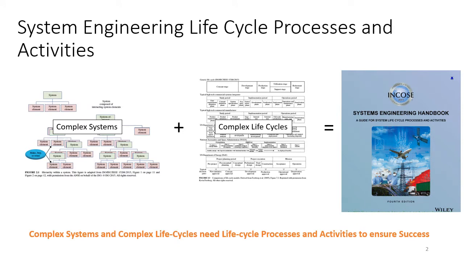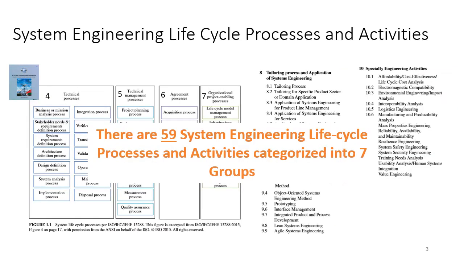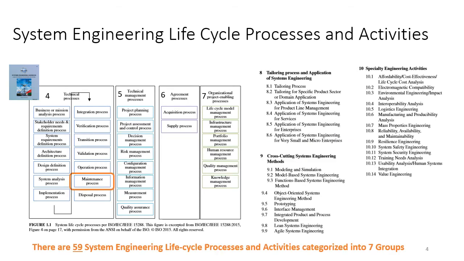So the System Engineering Handbook has encapsulated processes and activities, best practices for system engineering of complex systems in complex life cycles. The System Engineering Handbook has 59 processes and activities, and these 59 processes and activities are categorized into 7 groups. The one group is the technical processes group, and these are all of the activities associated with the System Engineering V. This video is about the maintenance process. That's the second last process before disposal.